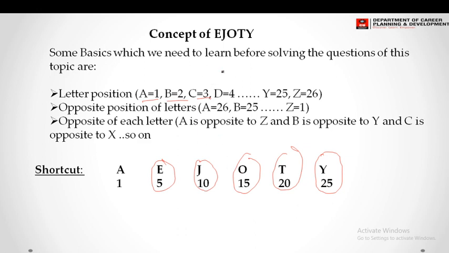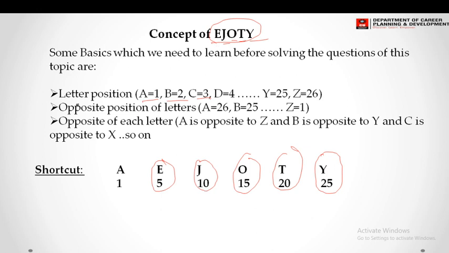This is known as the concept of EJOTY, means E is on fifth, then 10th, 15, 20, and the last one is 25. So you don't have to remember the position of all these 26 alphabets.